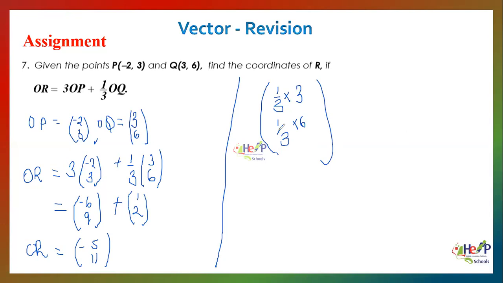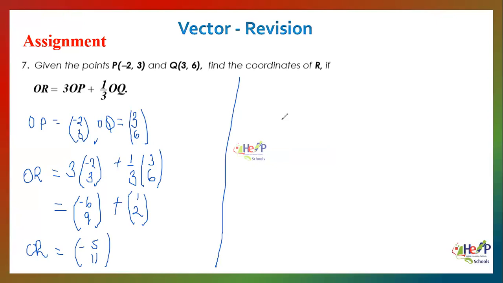Chloe, this one cancels with this, or you divide that 3 by that to give you 1. And this by this gives us 2. And that's why we have (1, 2). Does that answer your problem? Okay, thank you, teacher.